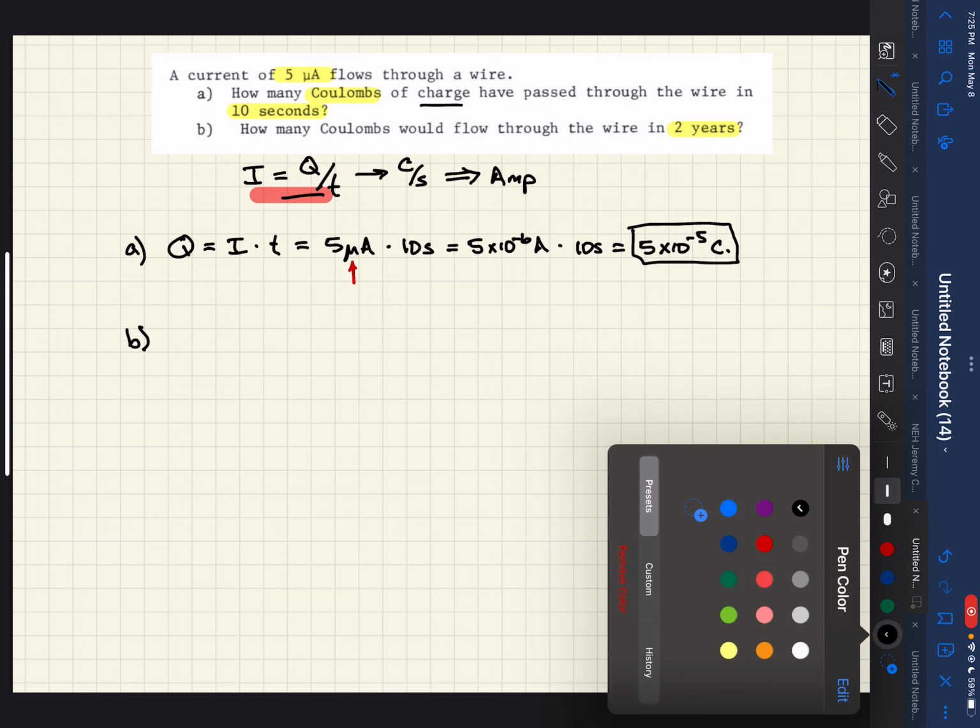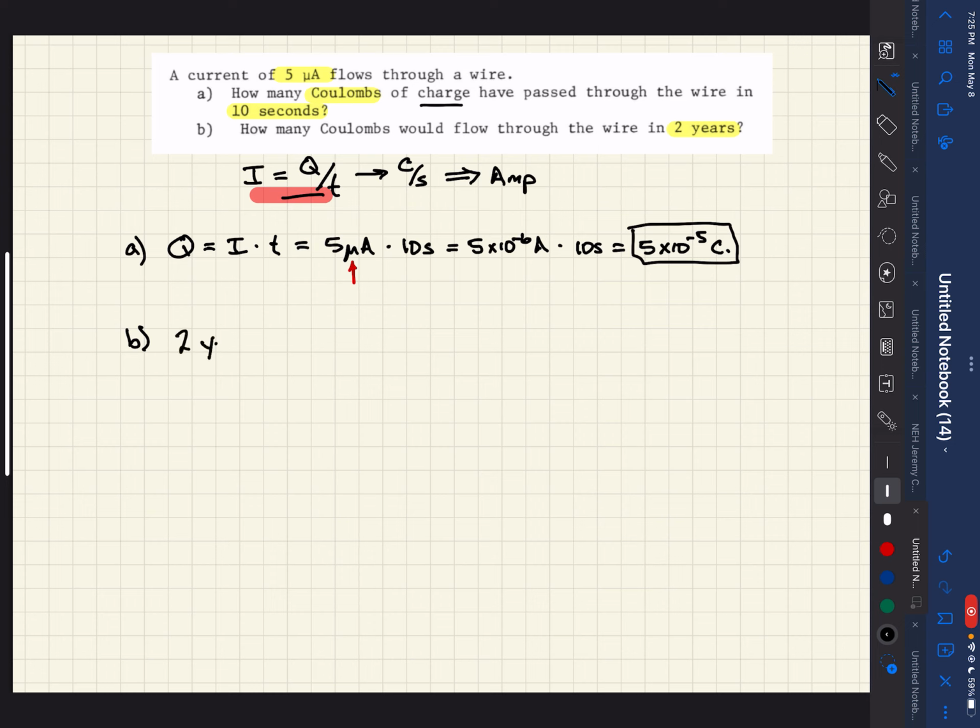So to do that, we'll take 2 years, and we'll start by eliminating units. So we know that there are 365 days in 1 year, so years cancels out. We also know that there is 24 hours in 1 day, so our days cancel out. And then we know that there are 60 minutes in 1 hour, so that makes our hours cancel out. And finally, we know that there are 60 seconds in 1 minute, so our minutes cancel out. So after canceling out all the units, we should be left with seconds.